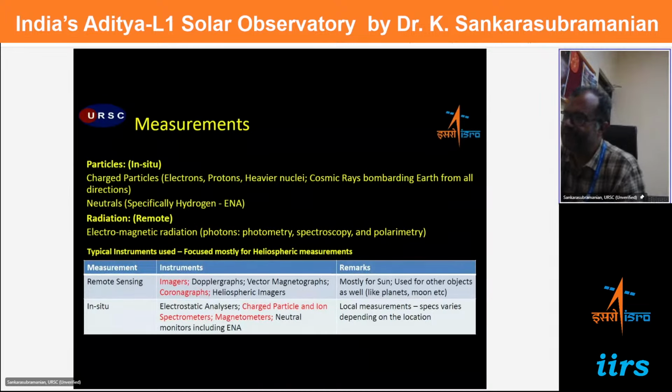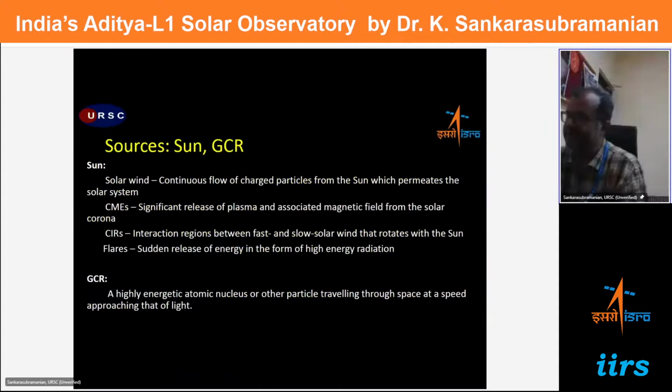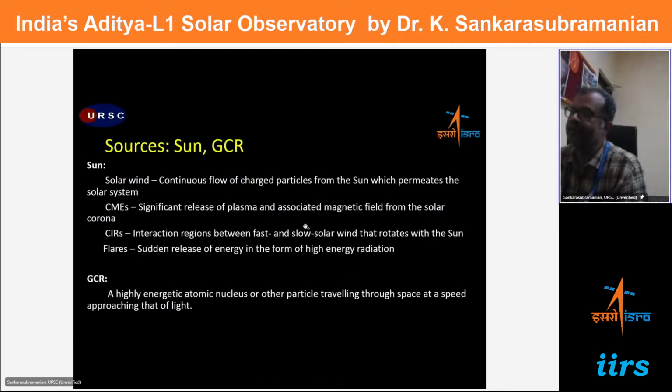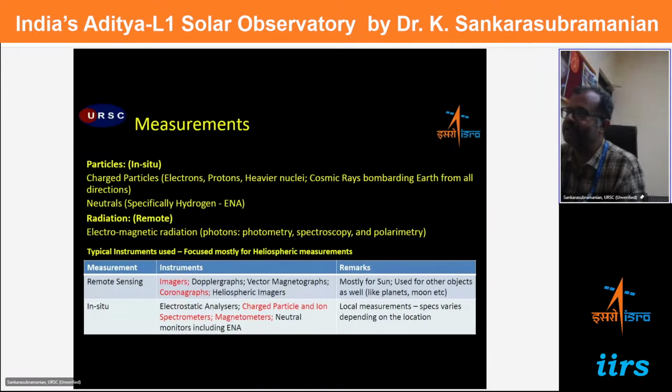Okay. Now to study this phenomenon, we need to have certain measurements. So here are a few examples of what kind of measurements are needed. If you are going to measure the particles coming from the sun and traveling along the magnetic field lines, they consist of electrons, protons, heavier nuclei, and the GCRs, galactic cosmic rays, which we talked about. And they also have neutrals. That means they also have uncharged particles, specifically hydrogen, because hydrogen is the element which is present abundantly in the universe.